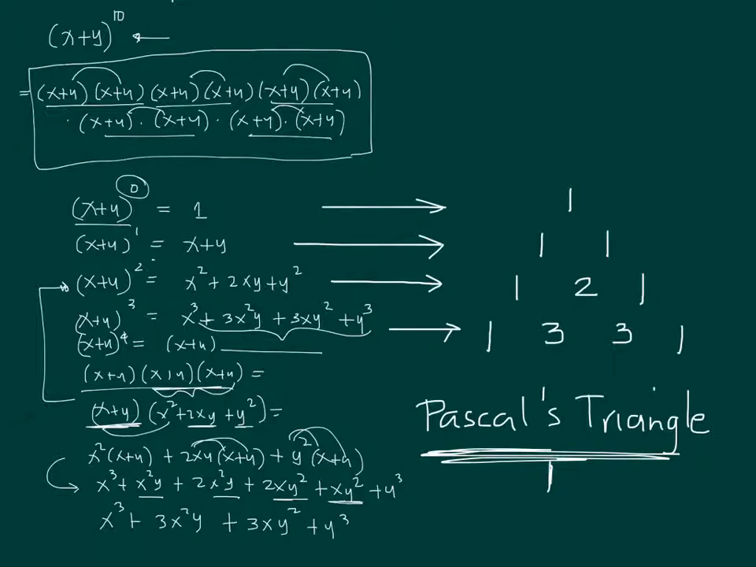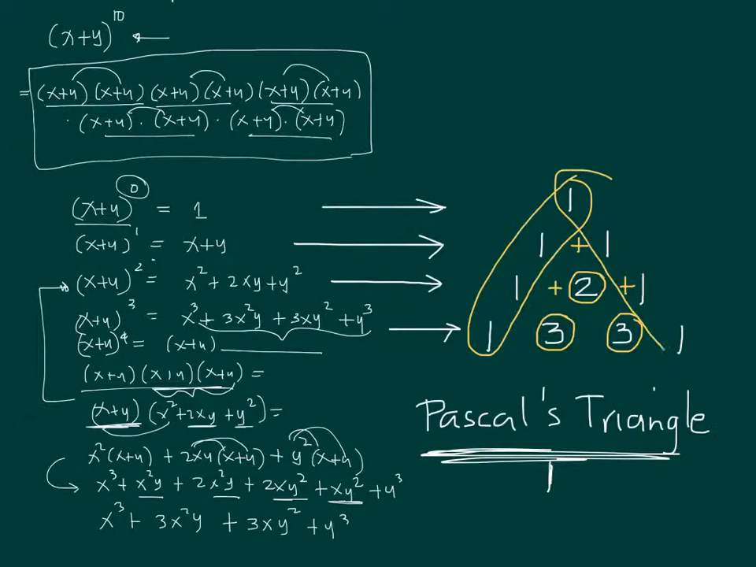Seems to have like increasing number 1, 2, 3. Okay, but actually the pattern comes from here. This number here is the sum of 1 and 1 above it. Okay, this number 3 is the sum of 1 and 2. This 3 is also the sum of 1 and 2. Okay, and all the numbers at the side are just 1. Okay, so that's mainly the pattern.